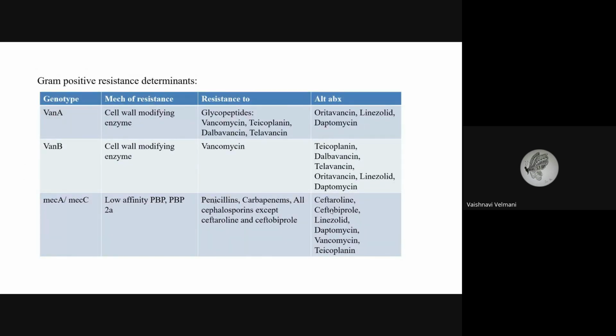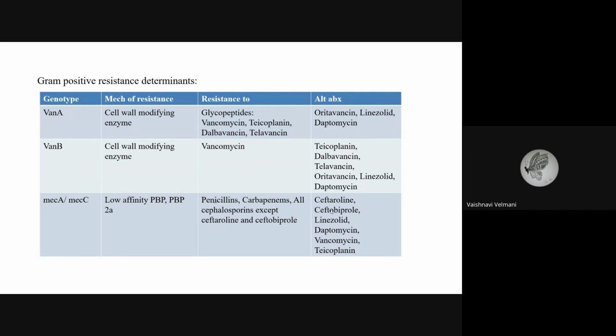Then the gram-positive resistance determinants. For gram-positive bacteria, these are the major genes that cause resistance: VAN-A, VAN-B, MEC-A or MEC-C. From the name itself, we can identify that VAN-A and VAN-B cause resistance to vancomycin. VAN-A causes additional resistance to teicoplanin, dalbavancin and telavancin. These are the glycopeptide antibiotics. The alternative antibiotics that can be given are oritavancin, linezolid and daptomycin. In VAN-B resistance, there is resistance only to vancomycin, so teicoplanin and dalbavancin will still work. That is the alternative antibiotic.